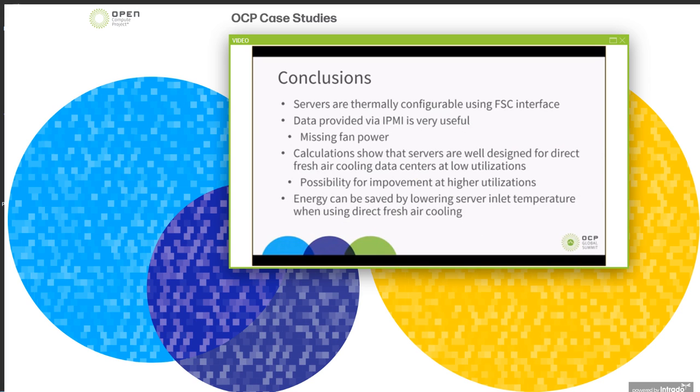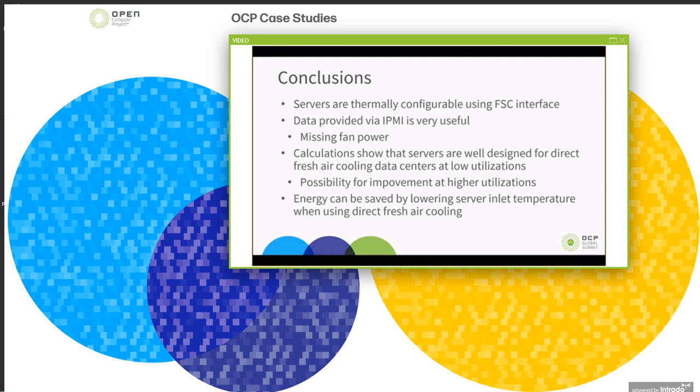So the conclusions we have here is that we were able to thermally configure these servers using the fan speed control interface, which was very useful. We were able to use the data provided via the IPMI interface to perform this research, but we would like to see fan power. The calculation showed that these servers are well designed for direct fresh air cooled data centers at low utilizations. And there's a possibility for improvement at higher utilizations. And we should test this on the real hardware to make sure that this is actually true.